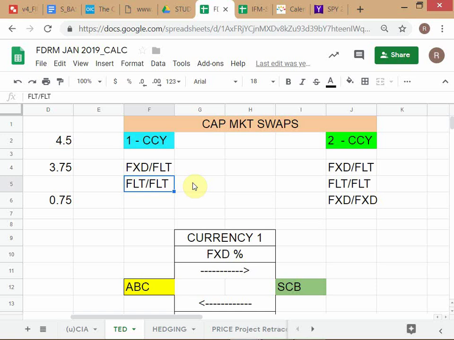The point to understand is that LIBOR is not the only floating rate. You can have other kinds of floating rates. So let's look broadly, get an overview, and then see the way you can vary it. Within the 1 currency category, you can have 2 types of swaps.